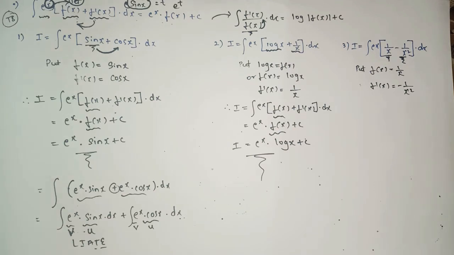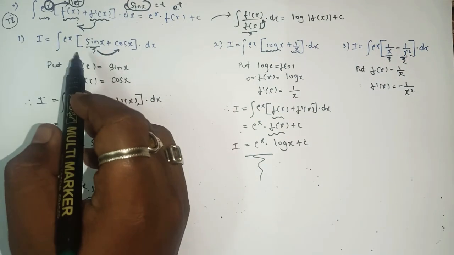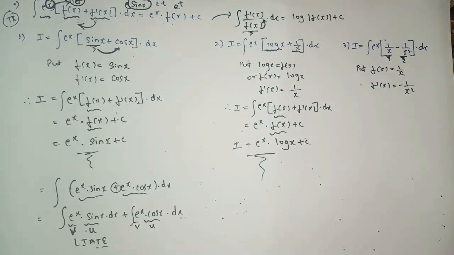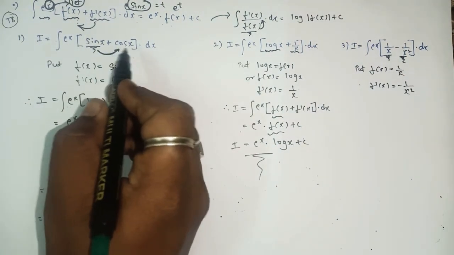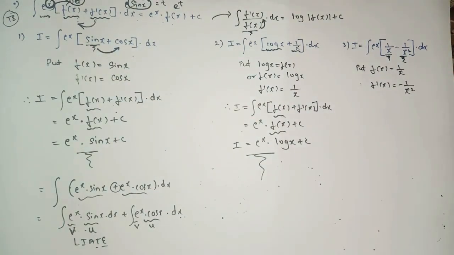See that in every question they will not give the arrangement like this directly, where the first part is f of x and the second part is f dash x. There are many sums in the exercise where the second part is f of x and the first part is f dash x. So you must guess perfectly to which section you have to consider f of x and to which part f dash x.